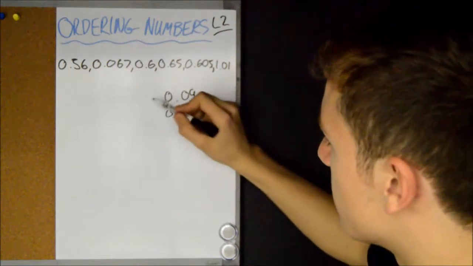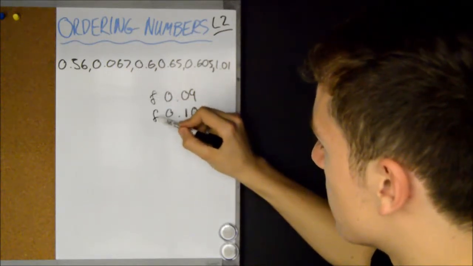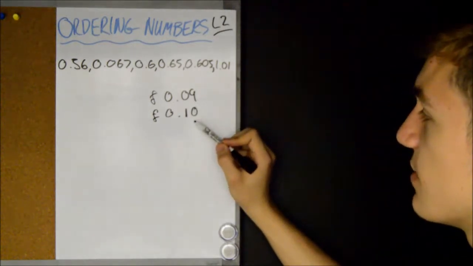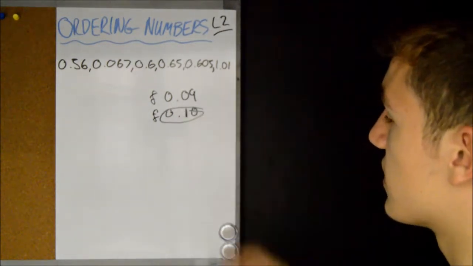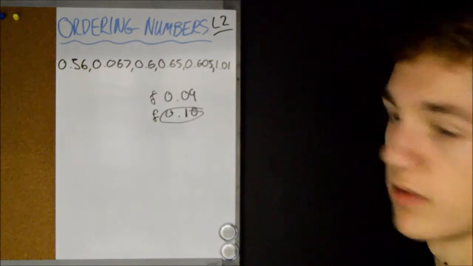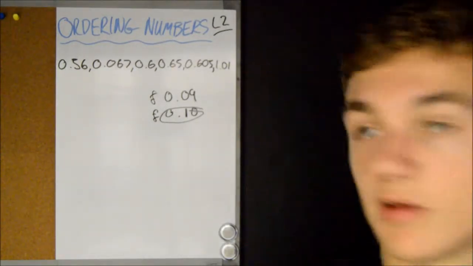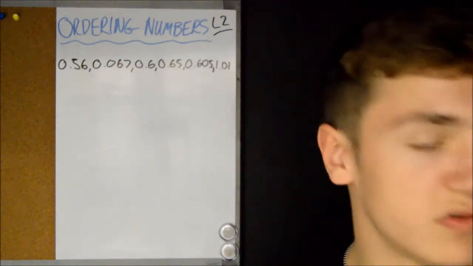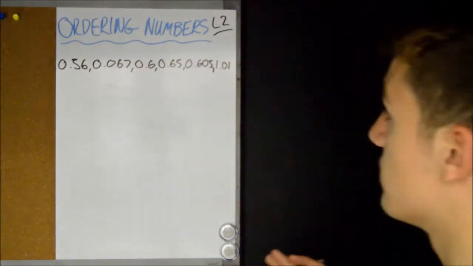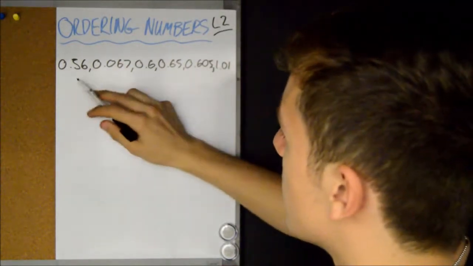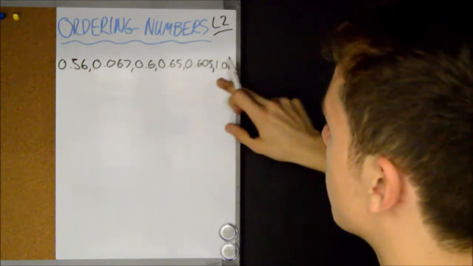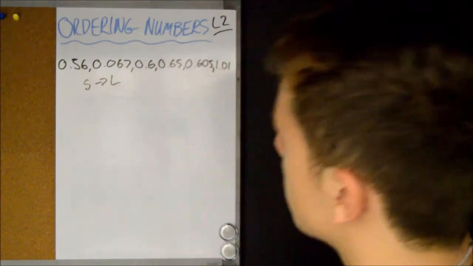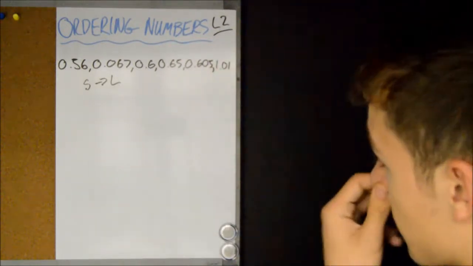And if we was to put this in terms of money, we can see that this is 9 pence and this is 10 pence. So this is clearly the bigger number. Okay. So now if you remember that rule, by adding the 0 onto the end, it will always make it easier. So here we have our list of numbers. If we was to put this in smallest to largest, we would do this.